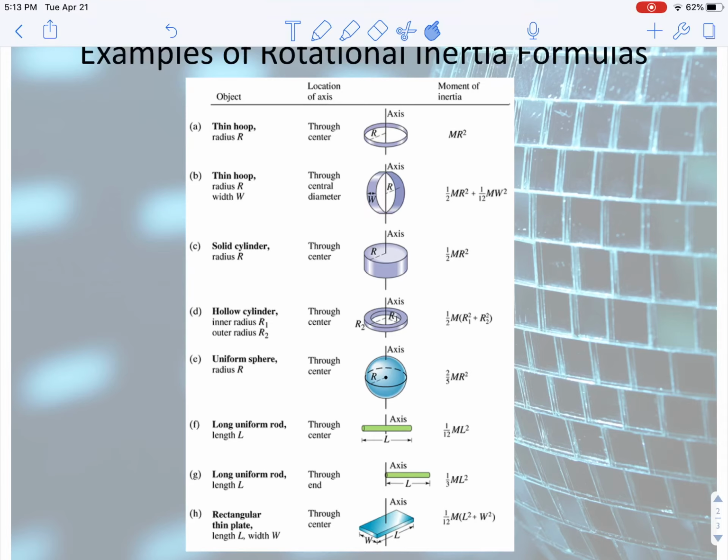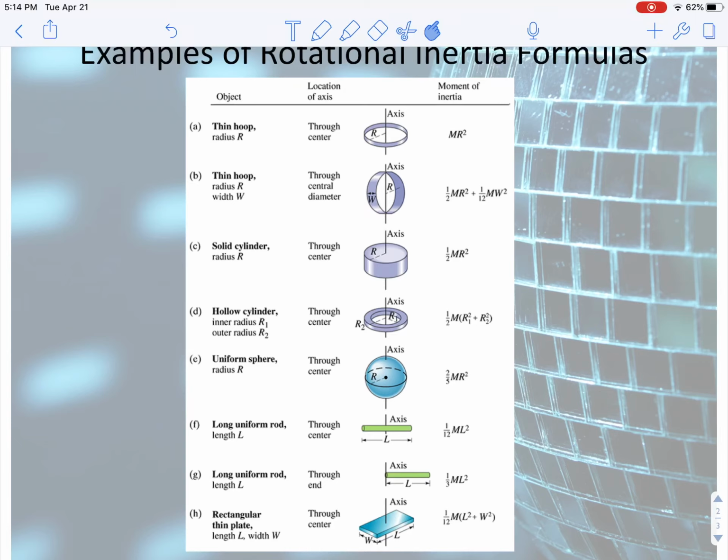Now, where do these formulas come from? They come from calculus. In this class, you don't need to develop any of these formulas. You do not need to derive any of these formulas. If you're taking AP Physics C, though, and you know some calculus, or you're learning some calculus while you take AP Physics C, they do have you derive these formulas using calculus.